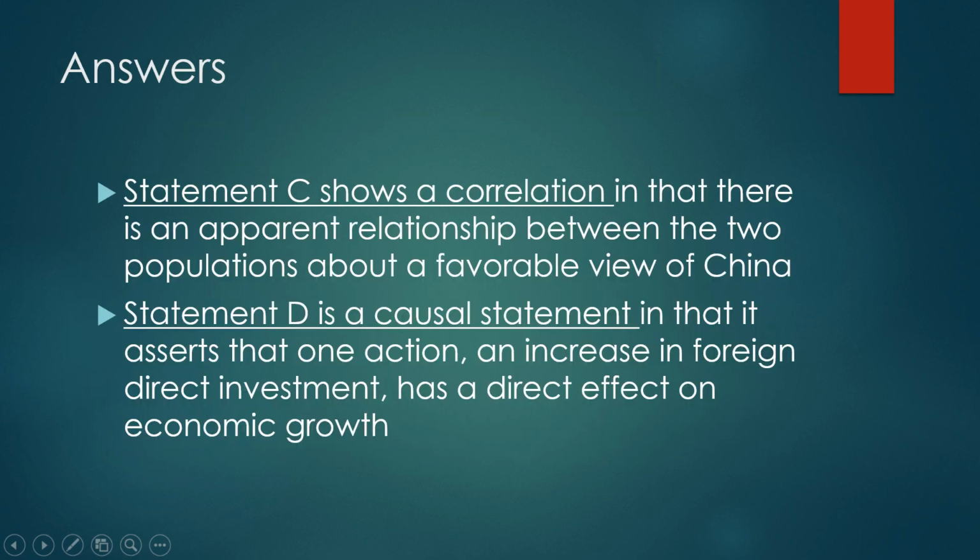Answers. All right, the first statement shows a correlation in that there is an apparent relationship between the two populations about a favorable view of China. So it's just a correlation. It's just, hey, people in Nigeria like China, and people in China like China. So that just shows a correlation between the two. The second statement is a causal statement, because it asserts that one action, an increase in foreign direct investment, has a direct effect on economic growth.